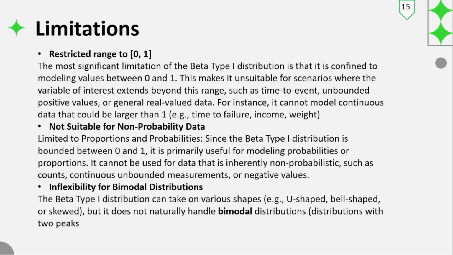The third point is flexibility with bimodal distributions. Beta type 1 distributions provide shapes like U-shaped, bell-shaped, or skewed, but they do not naturally handle bimodal distributions. If there are two peaks in the given distribution, then the beta type 1 distribution will not satisfy the conditions. So there are some limitations to using the beta type 1 distribution.